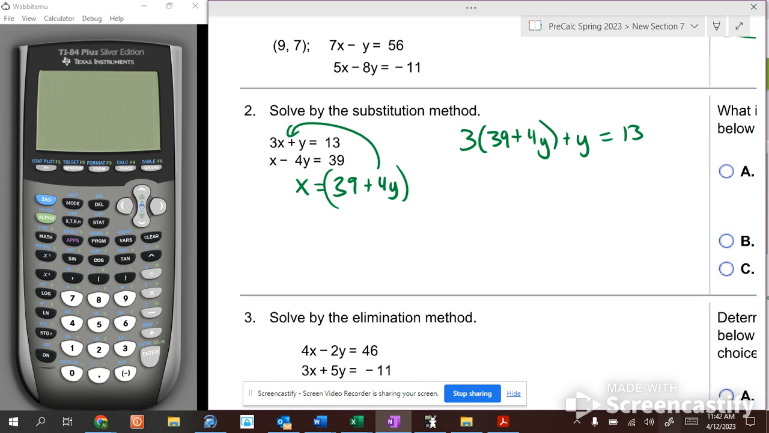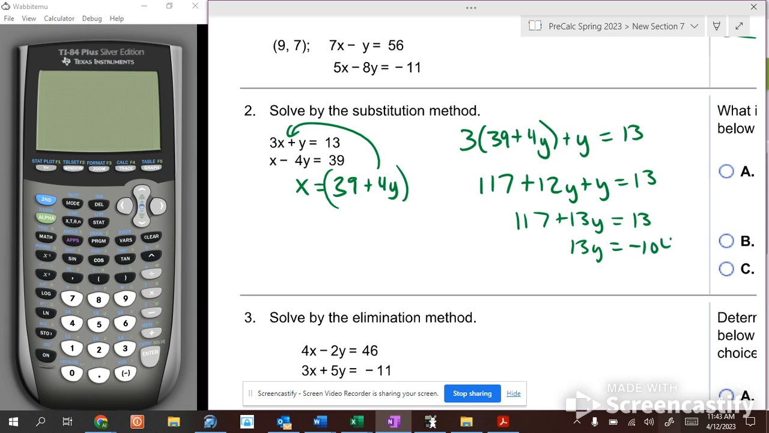So 3 times 39 is 117, plus 12y plus y equals 13. So 117 plus 13y equals 13. Subtract 117, 13y equals negative 104. So y must equal negative what? How many times does 13 go into 104? Somebody. 104 divided by 13. 8. So y equals negative 8.